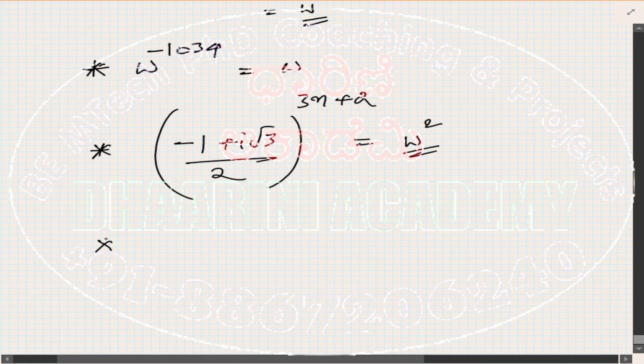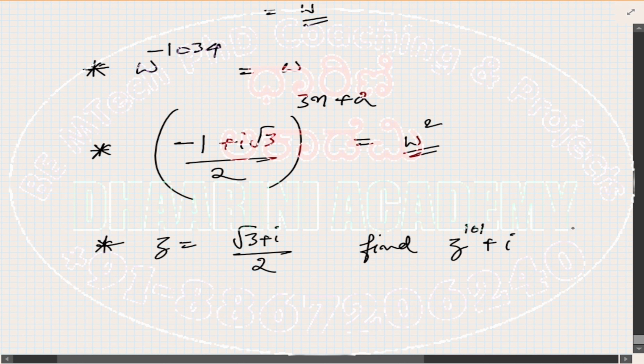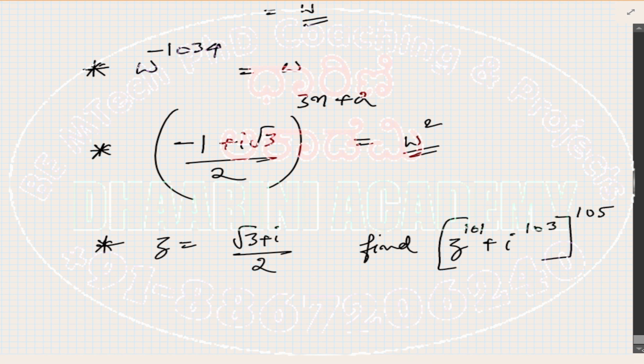Okay, a question from one of the old papers. z is equal to root 3 plus I by 2. If z is equal to this, find the value of z to the power 101 plus I to the power 103, whole raised to the power 105. Yes, this is the question.